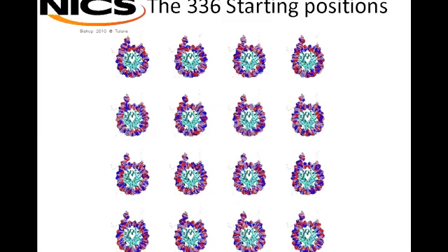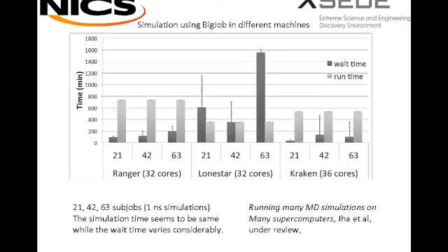Here are the starting positions of the 16 different nucleosomes. I can't show an animation here, but as you can see, the core of the histone protein has the DNA wrapped around it. Now Tom's team ran this on Ranger, Lone Star, and Kraken. At first, they looked at various sub-jobs. These would be 1 nanosecond of each of the 336 starting configurations. Of course, for each of those starting configurations, he needed 20 nanoseconds of simulation time.